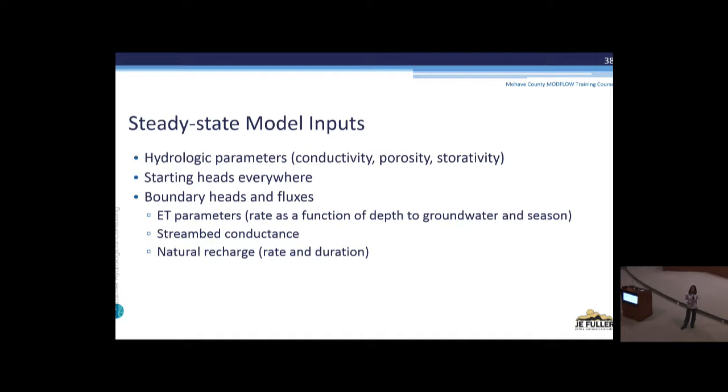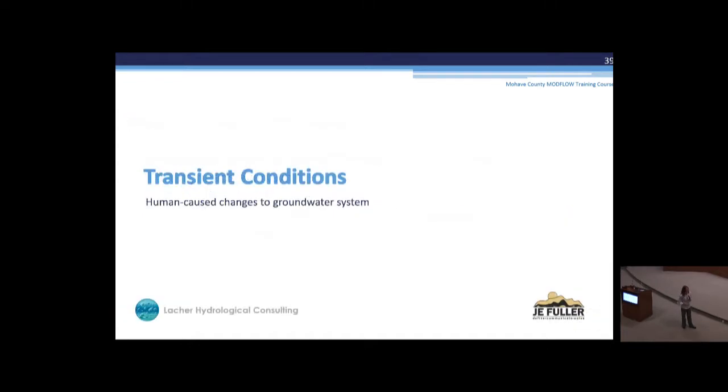The good news is that the recharge process is so slow that in the period of time that we're really interested in, most of the time with human action, it's not going to matter a whole lot. If recharge is varying every 100 years, it's not going to matter so much. But if we're going to run the model for 200 or 300 years, it does matter. Anyway, just to say, natural recharge is a big question mark most of the time.